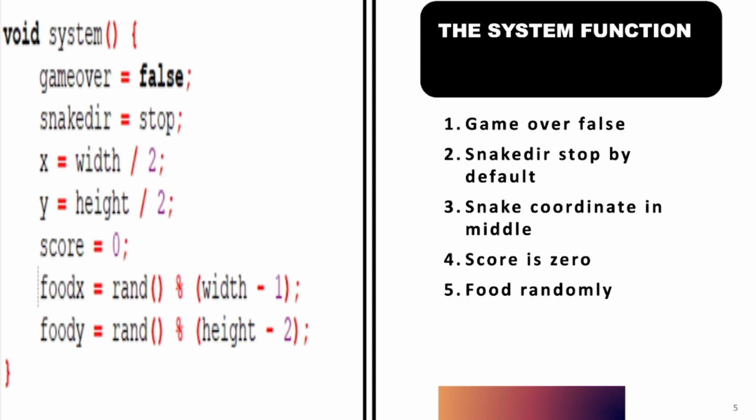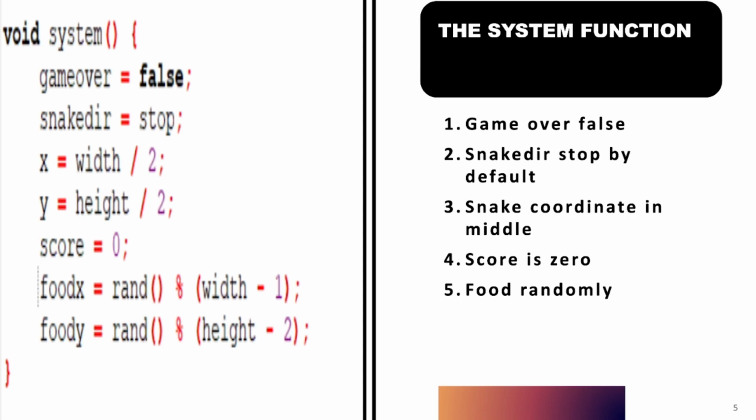Okay, score is set to 0 initially, and now for our initial food position, we'll randomly generate the food in between the game area, and we'll use width minus 1 and height minus 2 to print the food in the game area, not over the border or outside it. This completely ensures that. And we'll use the random function from the cstdlib library to randomly generate the food.